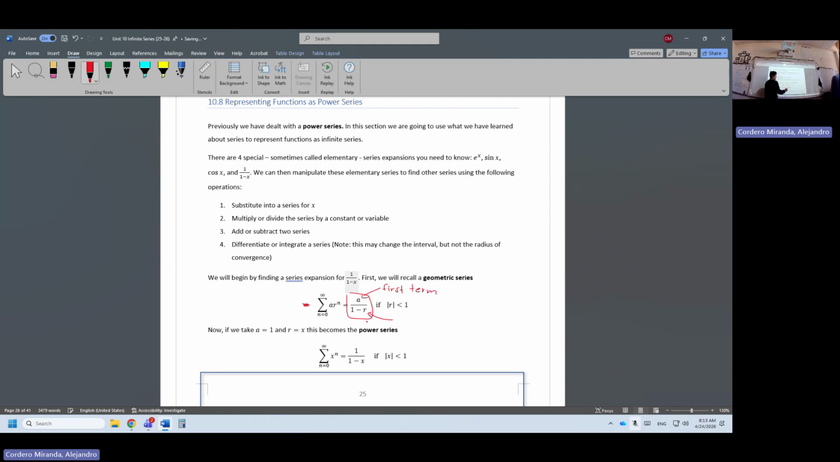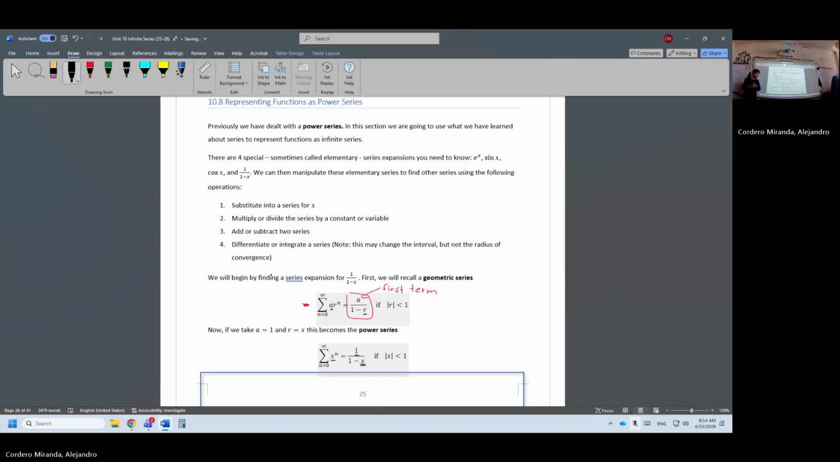And then R is the ratio. I guess I didn't need to draw an arrow to that R. Okay. So if you can use that to your advantage to say, well, if that's true, then I could represent this function 1 over 1 minus x as the sum of 1 times x to the n. In other words, make A be 1 and make R be x, and then you get this function.